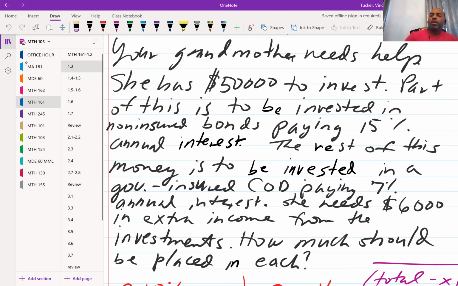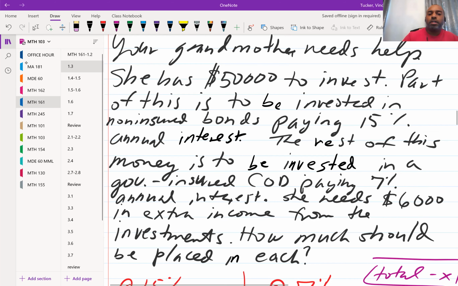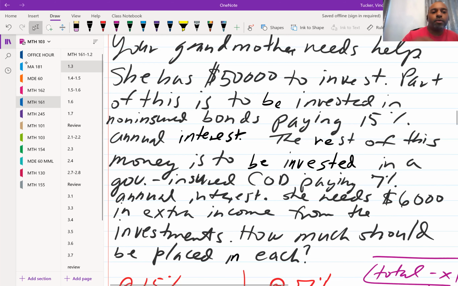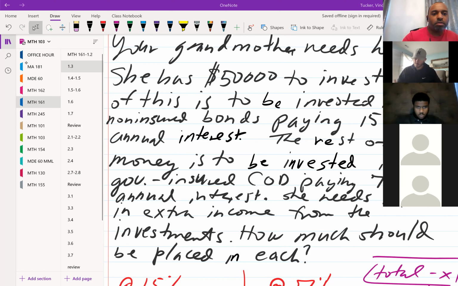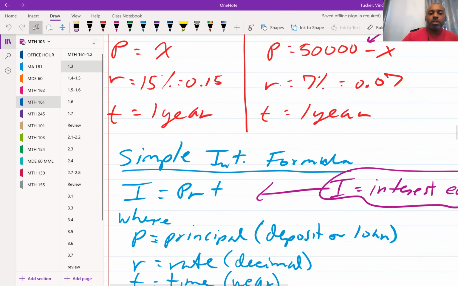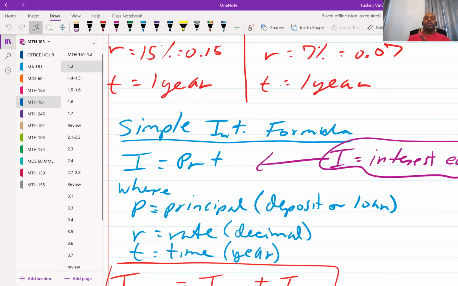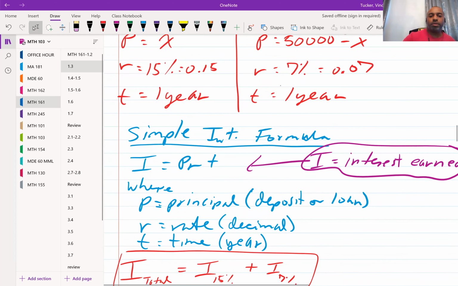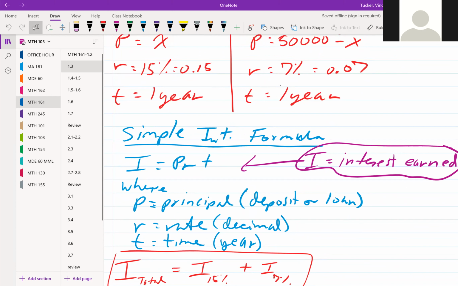Now what's going to help us to calculate that is, let me make sure everybody's done writing before I scroll down. Okay, so don't write the red yet, write the blue. We're going to come back to the red. So the simple interest formula is what's going to help us here. I = PRT, where I represents your interest earned, P is your principal, which is your deposit or loan, R is your rate, convert that to a decimal, and T is your time, which is going to be in years.